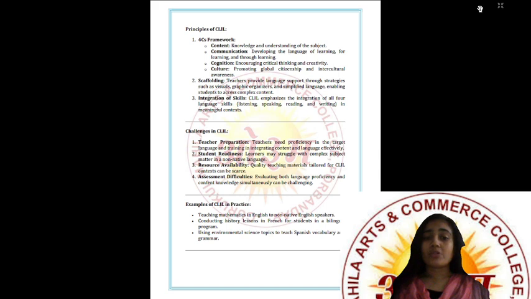Second is scaffolding. Teachers provide language support through strategies such as visuals, graphic organizers, and simplified language, enabling students to access complex content. For example, say if you don't know Gujarati, and I want you to know about laddus, but you don't know Gujarati, so I'll show you a picture of laddu.